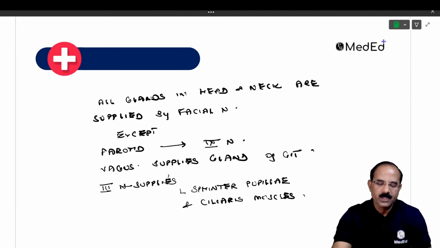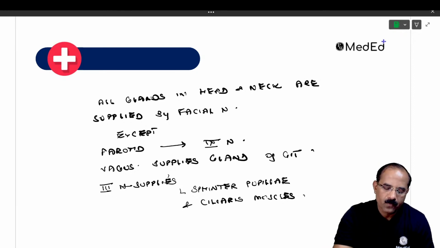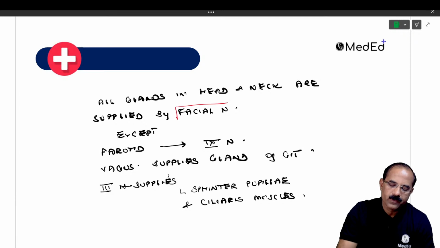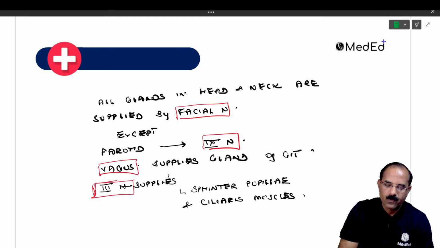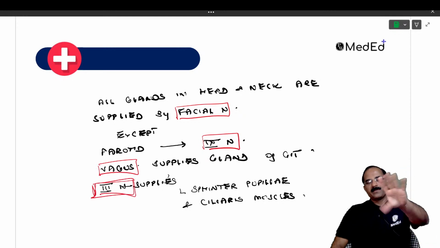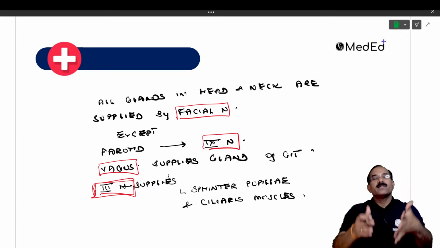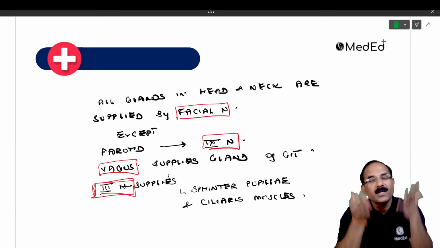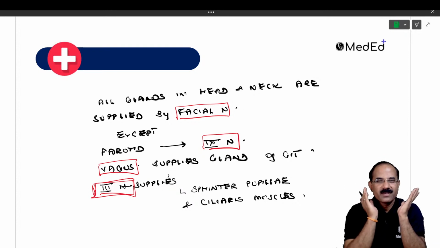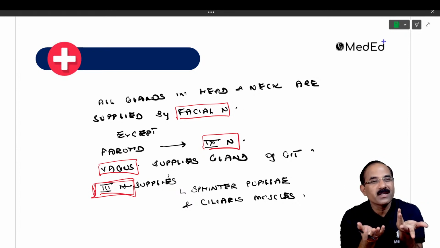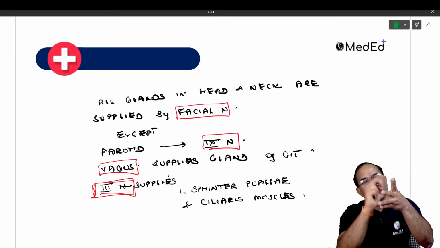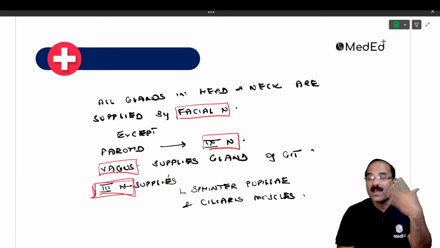Okay? So now you tell me. Facial nerve, glossopharyngeal nerve, vagus, and third nerve. What do they carry? They carry the preganglionic parasympathetic fibers. Who carries parasympathetic fibers? 3, 7, 9, and 10. These cranial nerves. And what do they supply?